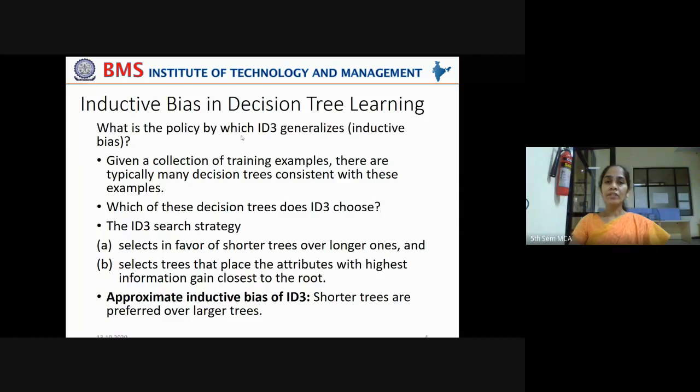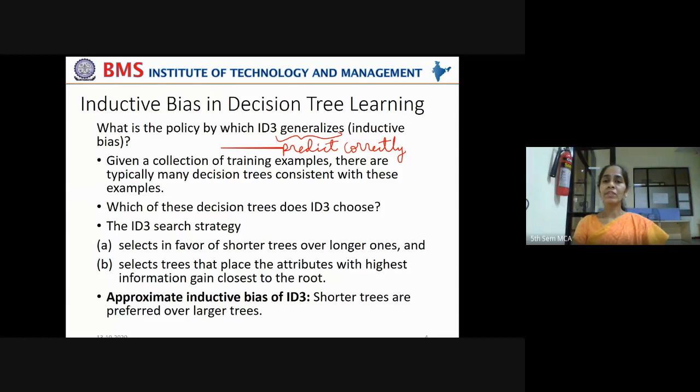Now, what is the policy by which ID3 generalizes? Generalizes means what? What is the meaning of generalization? Predict something correctly. So these terms will be used frequently hereafter. You should not have any doubt about those small terms that are used while explaining. You should be very clear about those terms, right?